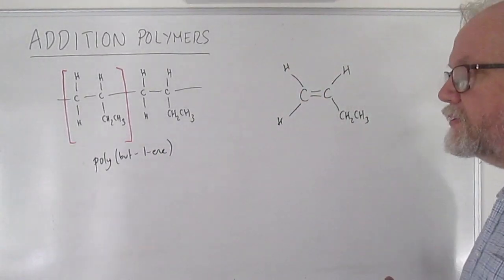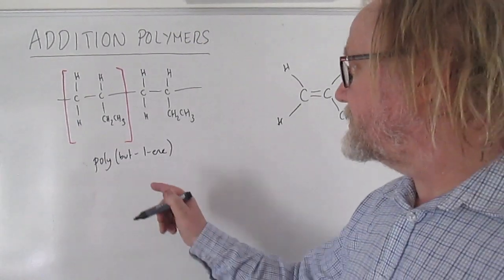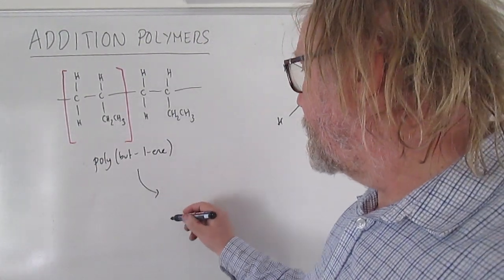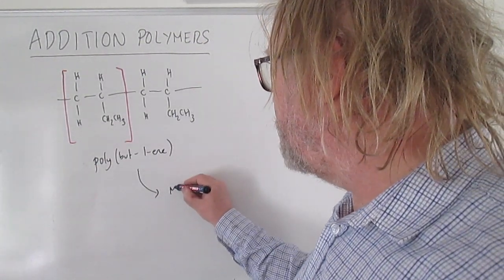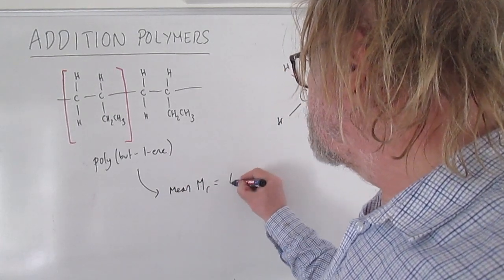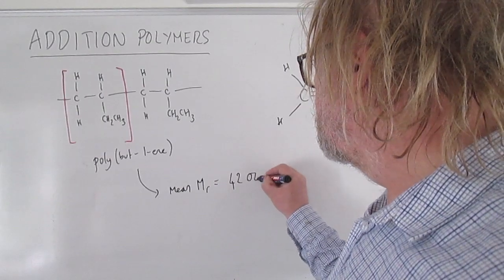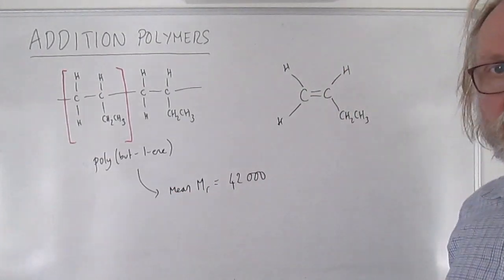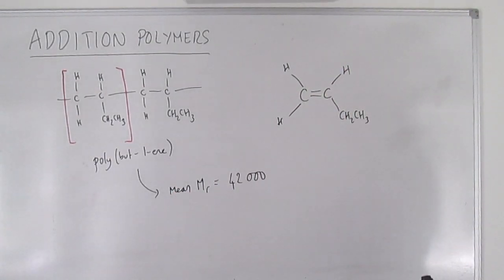Now, one of the kinds of questions they sometimes ask you is they say that this has a mean Mr of, let's say, 42,000. A mean Mr because not all the chains will actually have the same length, so individual molecules will have different Mrs, but if we work it out averaged over a mole, then we get 42,000. And they might ask you, what's the average length of the chain?